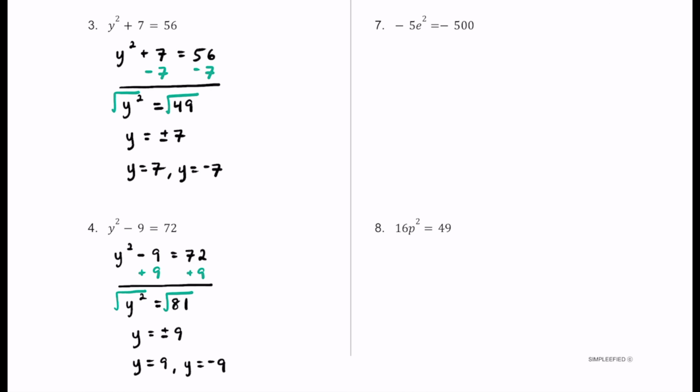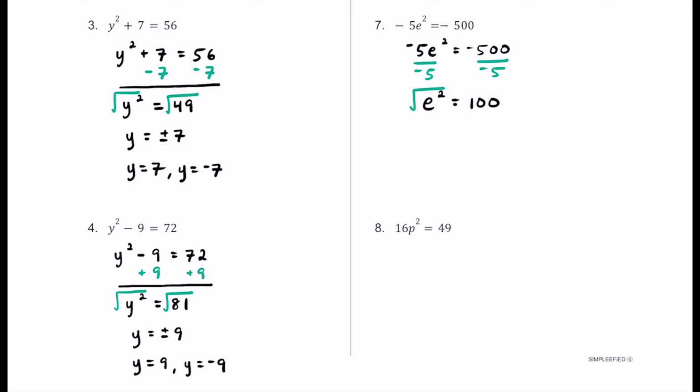For number 7, we have the equation negative 5e squared is equal to negative 500. Okay, so again, we're not going to take the square root just yet. Let's go ahead and get the coefficient to be 1. So let's divide both sides by negative 5 using the division property of equality. Negative 5 divided by negative 5 is 1e squared, or just e squared. And on the right side, negative 500 divided by negative 5 is equal to positive 100.